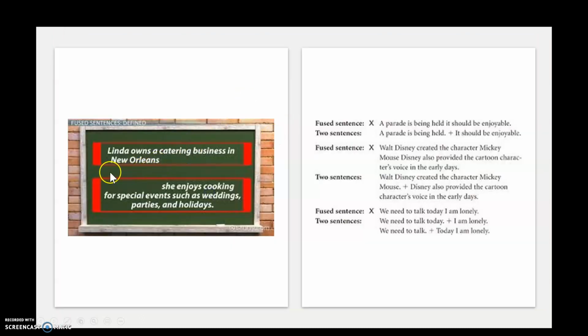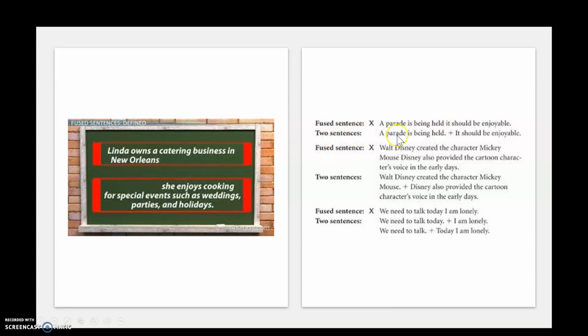Here's more of them. Linda owns a catering business in New Orleans. She enjoys cooking for special events such as weddings, parties, and holidays. That's your original fused sentence. This person has separated it into 2 independent clauses because it is an independent clause. And you could just put a period here, or you could put comma and, or you could put a semicolon.